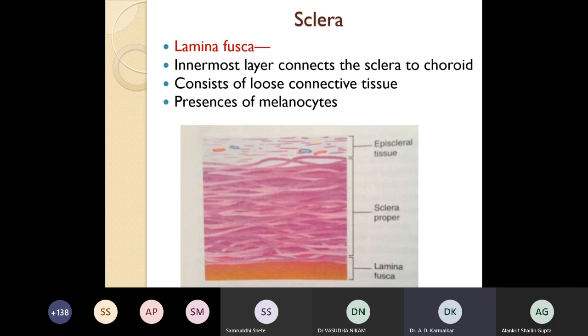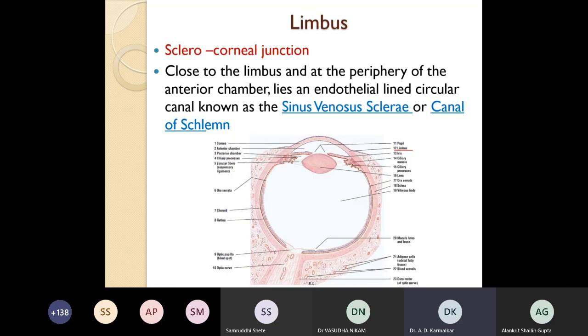So we have seen the fibrous coat, in which we have seen the 5 layers of the cornea, then the sclera. Before going to the next layer, there is a sclerocorneal junction, which is called the limbus. Close to the limbus, there is one canal lined by endothelium, called the sinus venosus sclerae or canal of Schlemm. It is a very important canal we should know, because as we go to the ophthalmology clinic, you should know its location and its function.